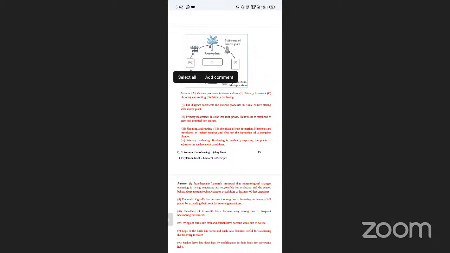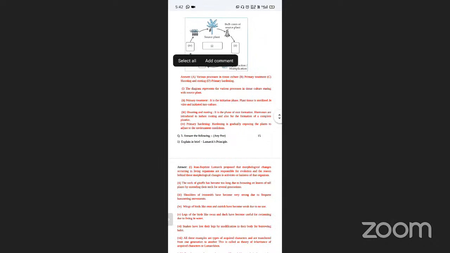Then the third point, shooting and rooting. It is the phase of root formation. Hormones are introduced to induce rooting and also for the formation of a complete plantlet. Here you can see there is the formation of roots, and the hormones are being introduced in the rooting process, and there is the formation of a complete plantlet.